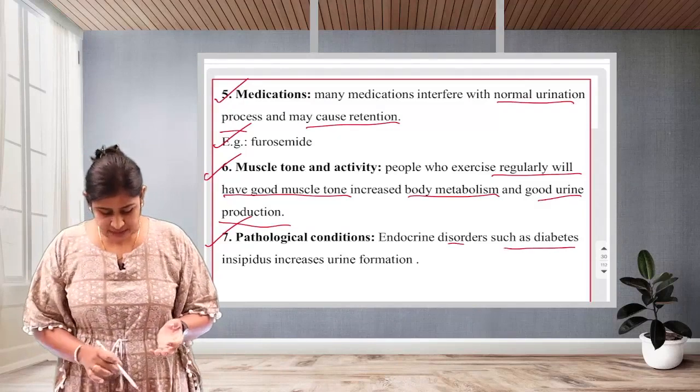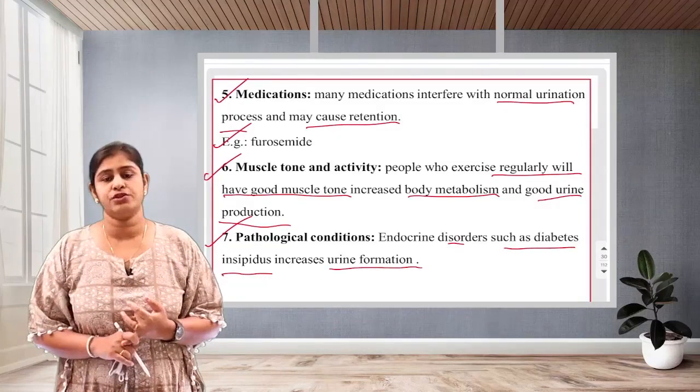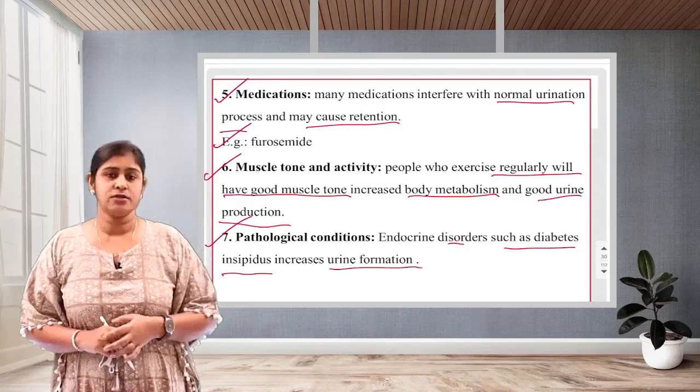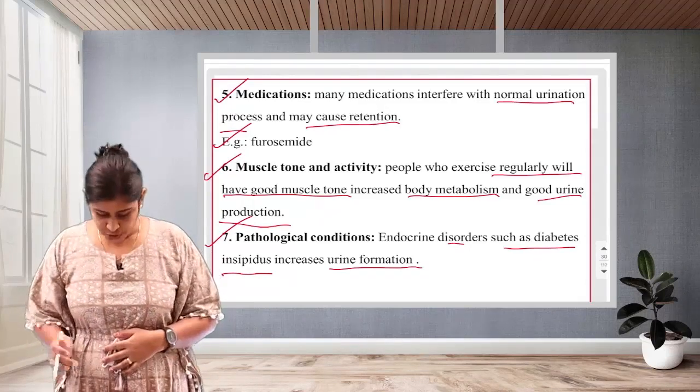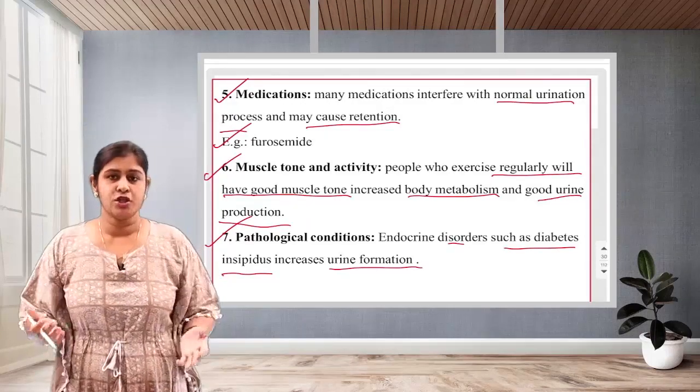Endocrine disorders such as diabetes insipidus increase urine formation. That comes under pathological conditions.